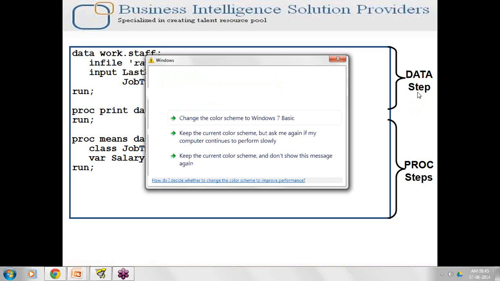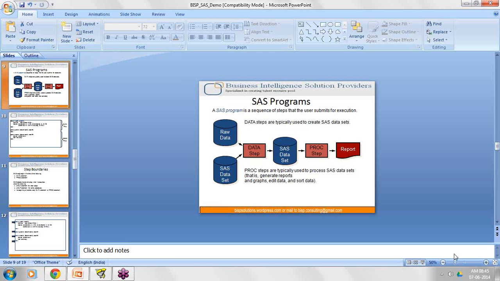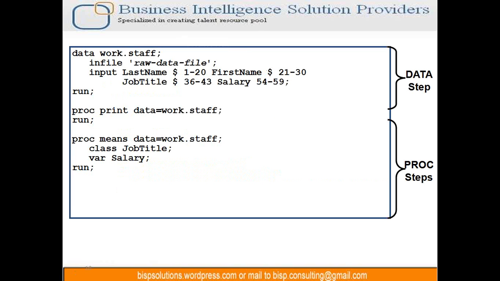Here I'm telling SAS that I'm going to create a SAS data set by the name staff. In this data set, I'm going to specify all the columns and abbreviations. Likewise, a data step is always instructing SAS accordingly, and SAS is going to create its SAS data sets.